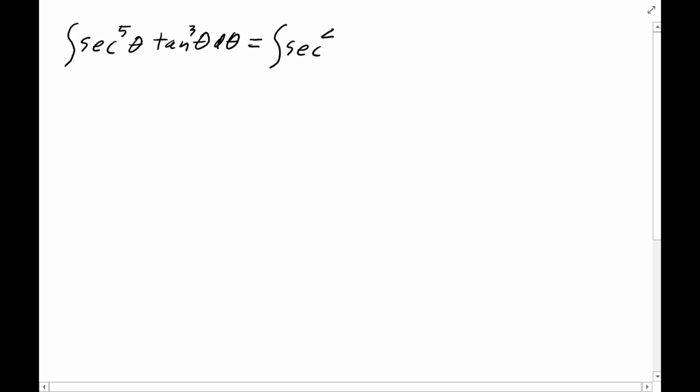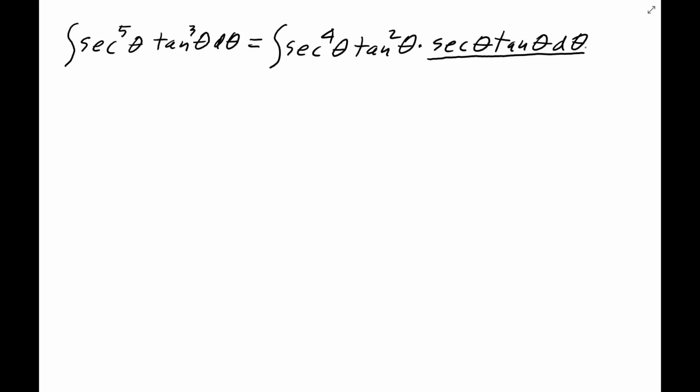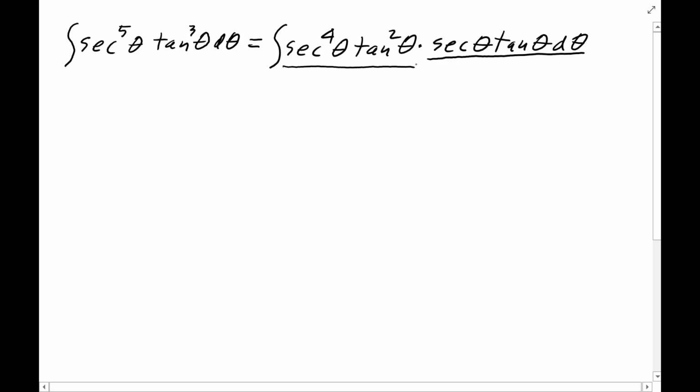So this is going to become secant to the fourth times tangent squared times secant theta tangent theta d theta. And again, we're setting ourselves up for substitution. That secant theta times tangent theta is going to be the derivative of our substitution. So what is w going to be? Well, w is going to be the secant of theta, right? Because the derivative of the secant is secant times tangent. So we want everything up here to be in terms of secants.